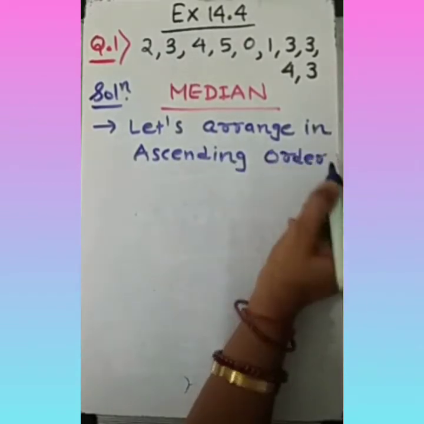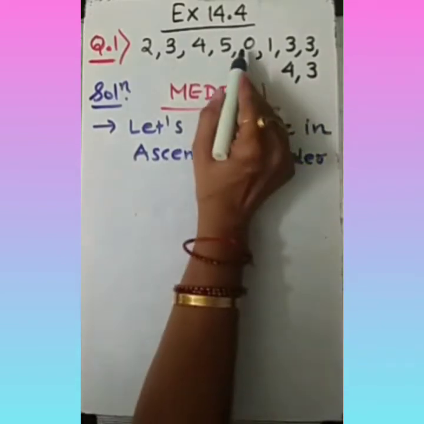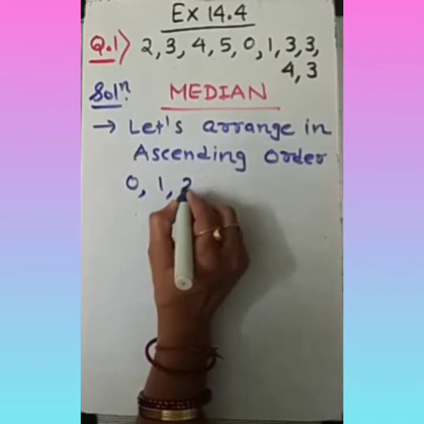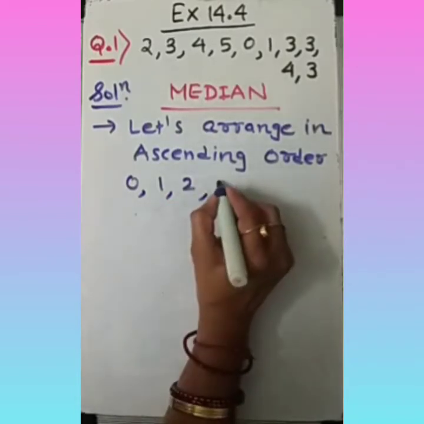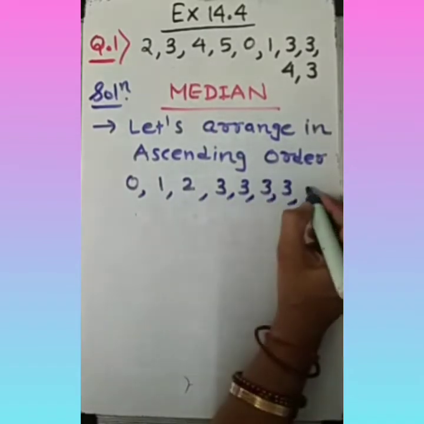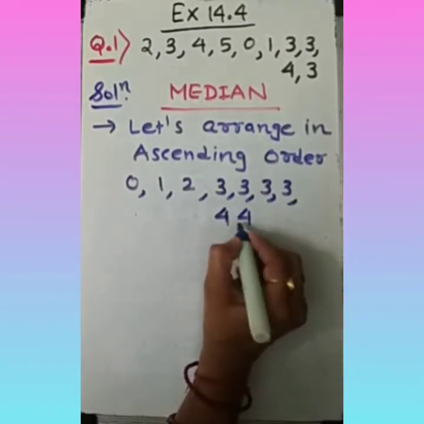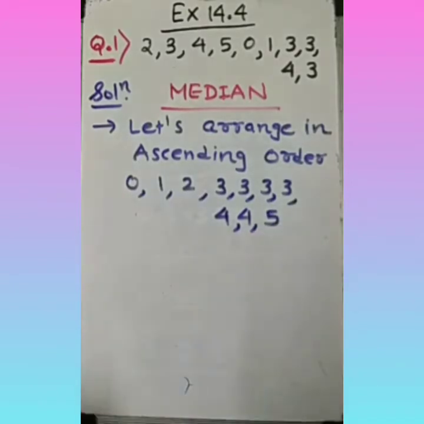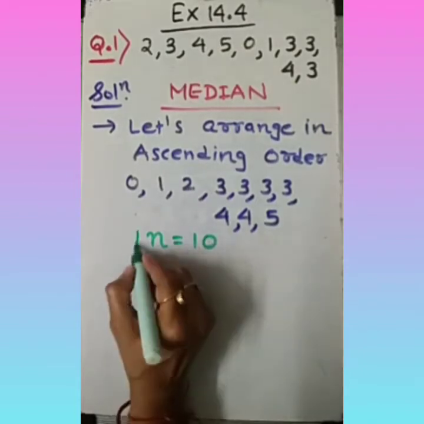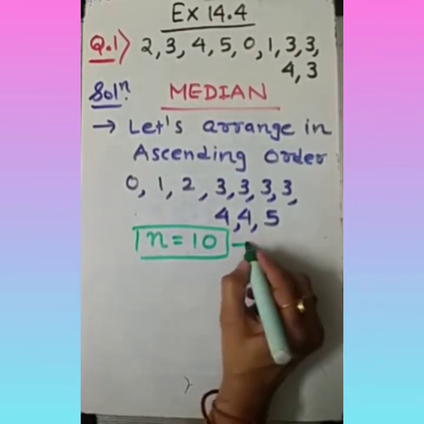Okay dear. Now if I arrange it in ascending order, 0 will be first, then 1 will be there, 2 one time, 3 four times, then 4, and then 5. Okay, this is the right way of arranging the data in ascending order. Now let's work out on this. What is n? n is equal to the number of observations. They are 10 here, so it is even.